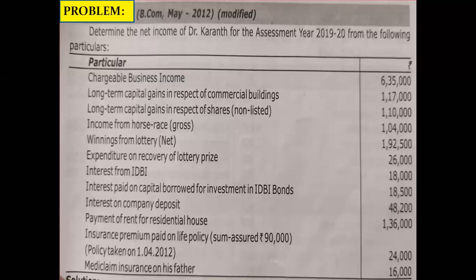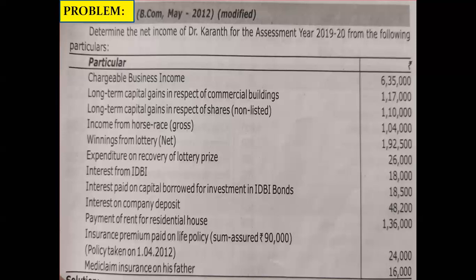Next, payment of rent for residential house. If you check, they have clearly mentioned payment of rent for a residential house. So any rent which has been paid by the assessee for the residential house property, he is eligible to claim the deduction under section 80GG. That is, the least of the following has to be taken: rent paid minus 10% of salary, maximum 5,000 per month, or 25% of adjusted gross total income. The least of the following will be claimed as deduction under section 80GG.